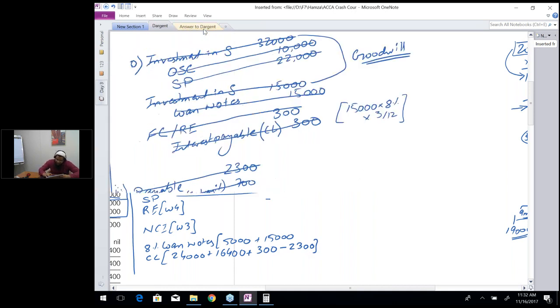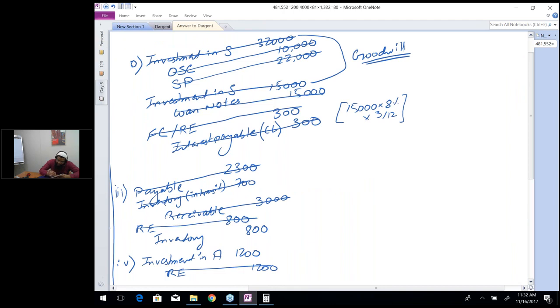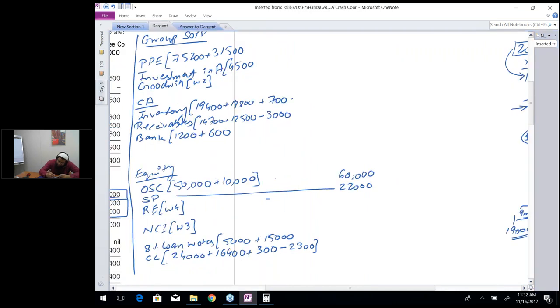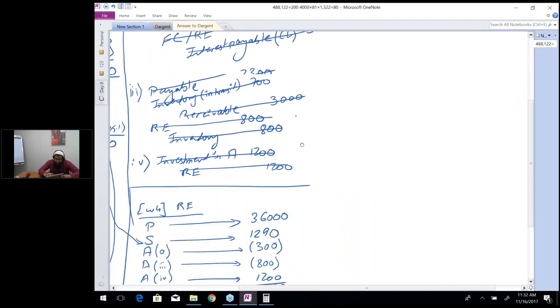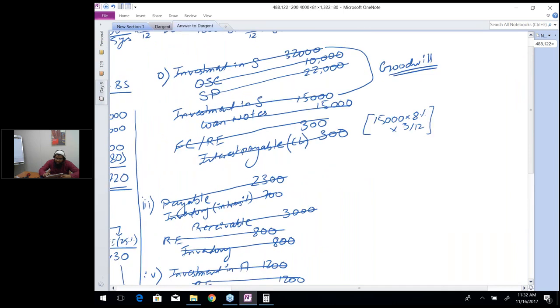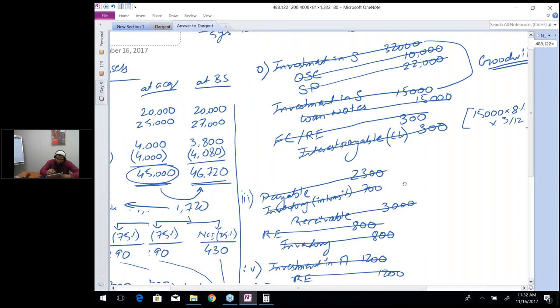Moving back to the answer. And then we have credited inventory by 800, debited in the investment by 1,200. So inventory credit by 800 and investment debit by 1,200. So we are just posting the entries. All entries are done now. Adjustment 4 complete, 3 complete, 2 complete, 0 complete. And now the only thing that is left is the working number 1.